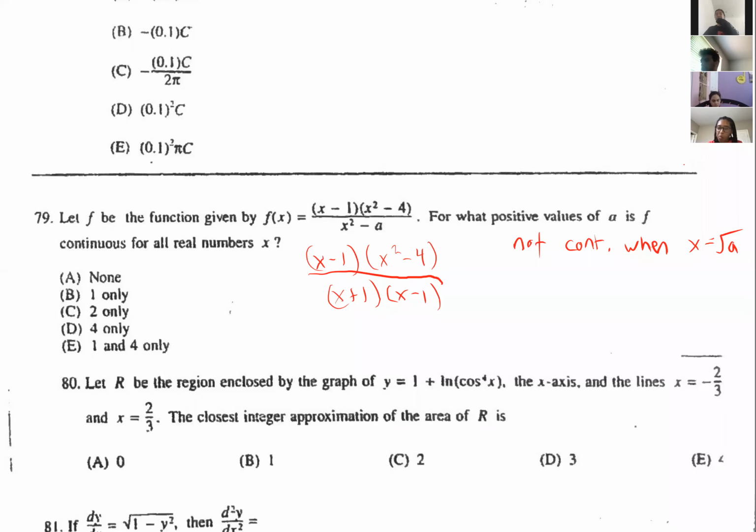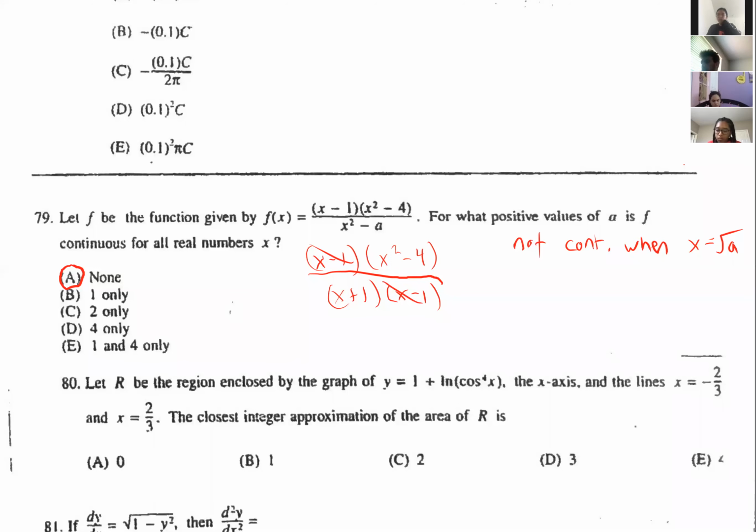Okay, so for this one, at some point x is going to equal the square root of a, so I'm just going to say none. You can see at 1 it would cause a hole, so you were correct. But it says for what values of a is it continuous? It's not going to be continuous anywhere, because x can always equal the square root of a. So is that okay for 79?